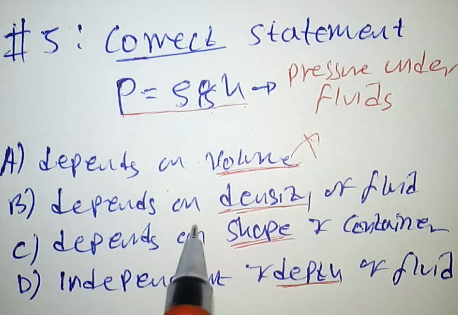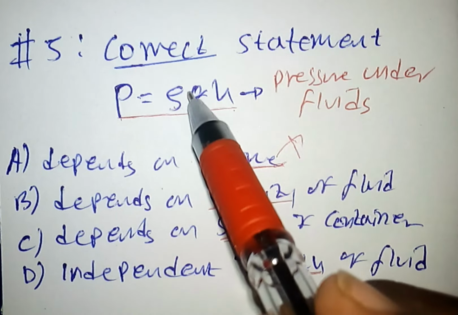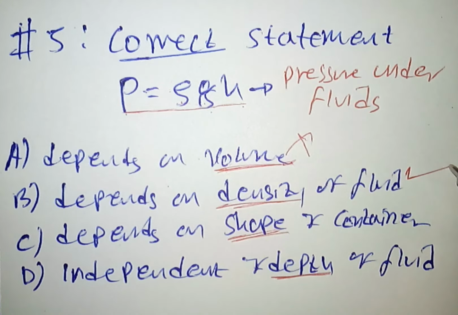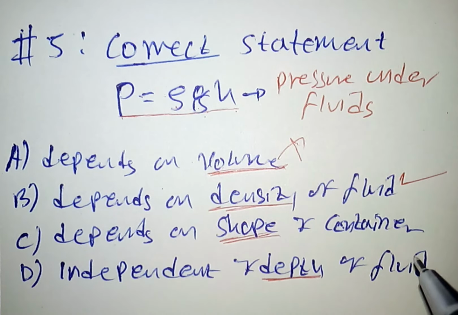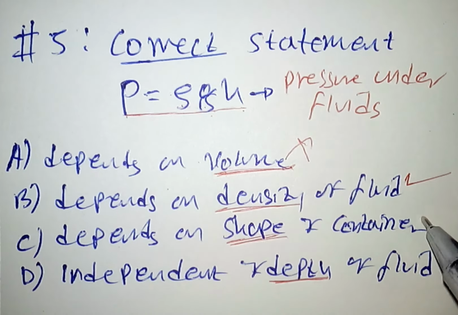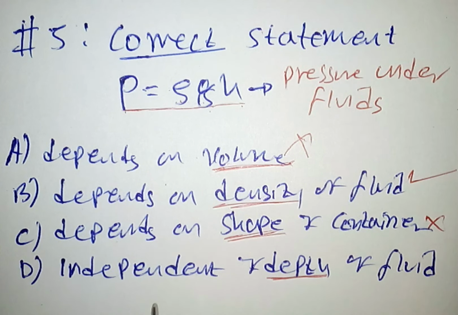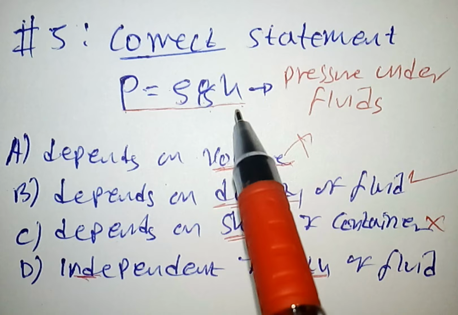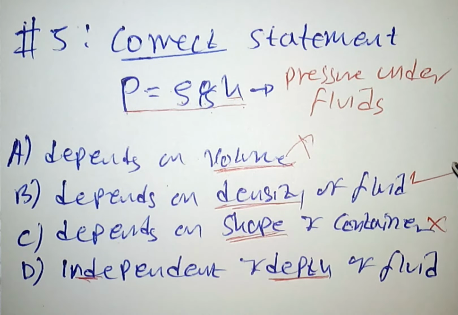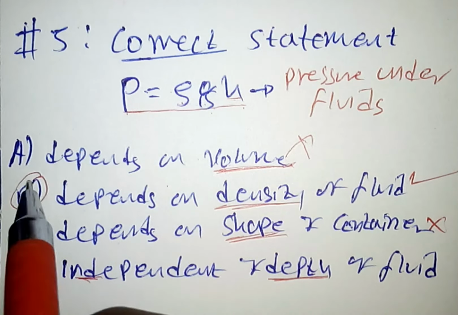B, it depends on the density of the fluid. Yes, it depends on the density of the fluid here, so this statement is correct. C, depends on the shape of the container. It does not depend on the shape of the container, so this is completely false. And D, independent of the depth of the fluid. It's not independent, it depends on the depth of the fluid, which is H. So the correct answer concerning the pressure under the fluid is alternative B.